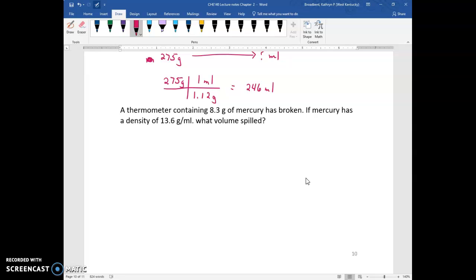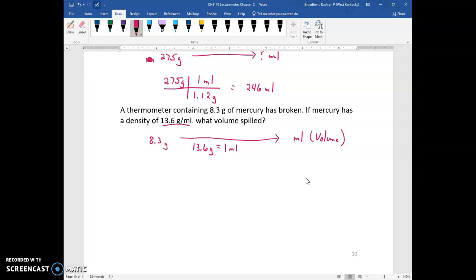So we're starting with 8.3 grams of mercury. We'd like to know the volume of the mercury, and that's going to be in milliliters. We want the volume. We can take this and write an equality. We're going to write 13.6 grams is found in or equal to 1 milliliter of mercury.